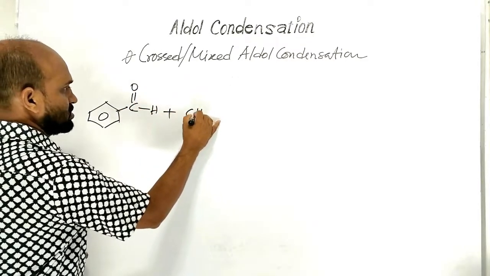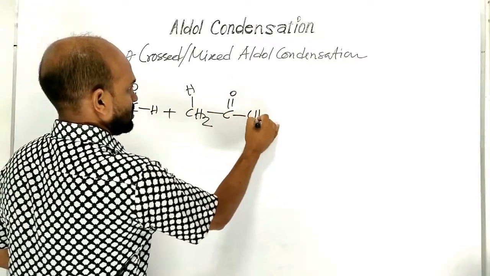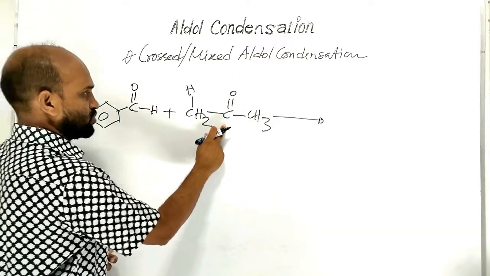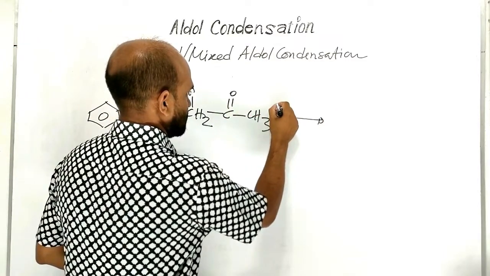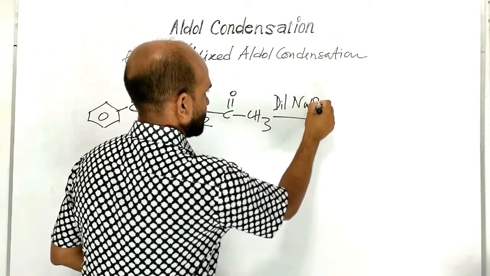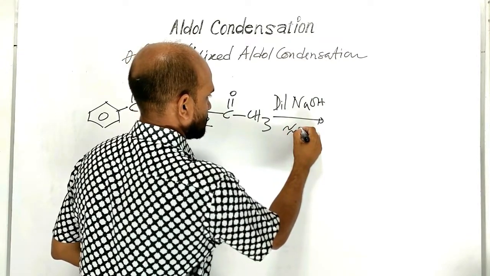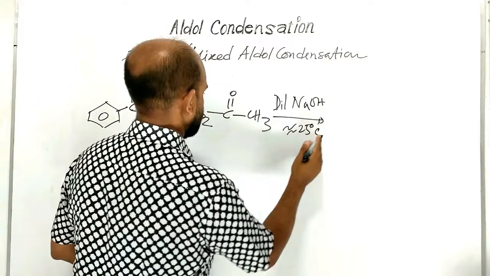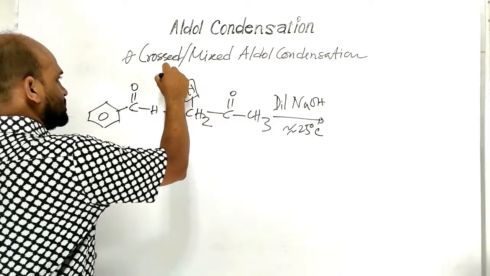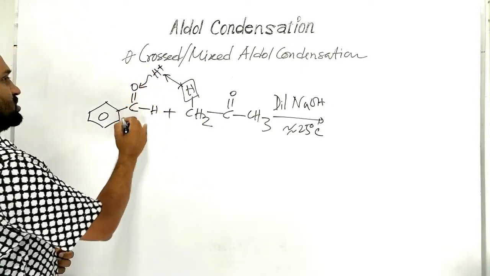Benzaldehyde, CH3, CH3, ketone, acetone or propanone. The reaction is treated with dilute sodium hydroxide and it is carried out at around 25 degrees Celsius. Then this hydrogen is freed as a proton that combines with this oxygen.